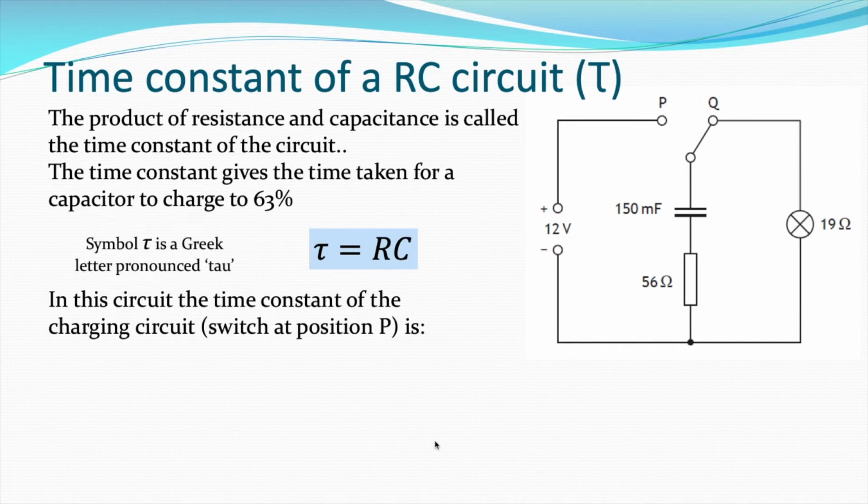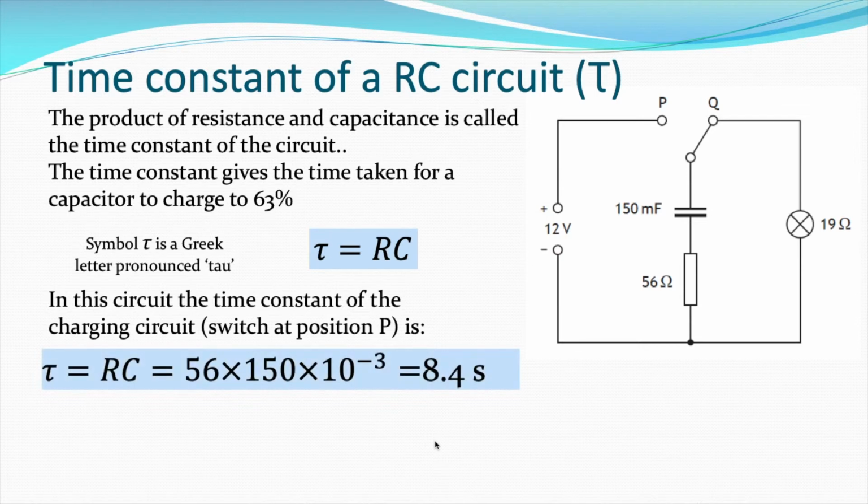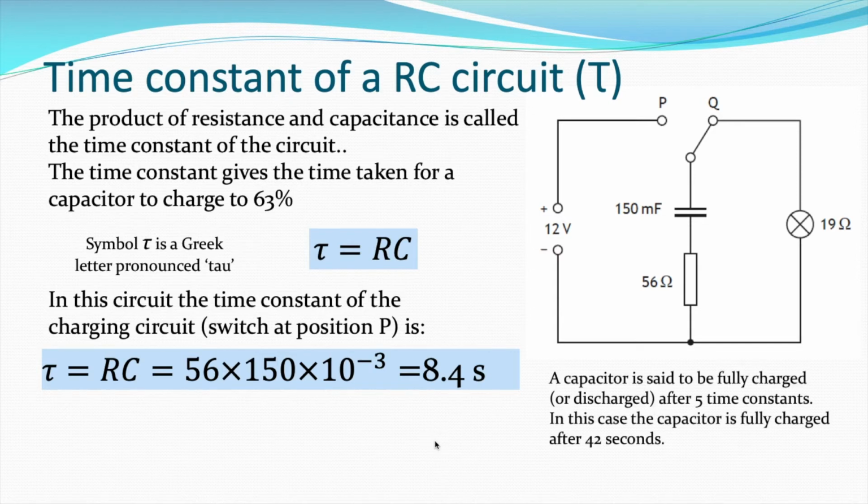So in this circuit, the time constant would be 56 ohms times 150 times 10 to the minus 3 farads, which is 8.4 seconds. So that means it takes 8.4 seconds for that capacitor to charge to 63% of its full charge. And a capacitor is said to be fully charged or discharged after 5 time constants. So in this case, the capacitor is fully charged after 42 seconds.